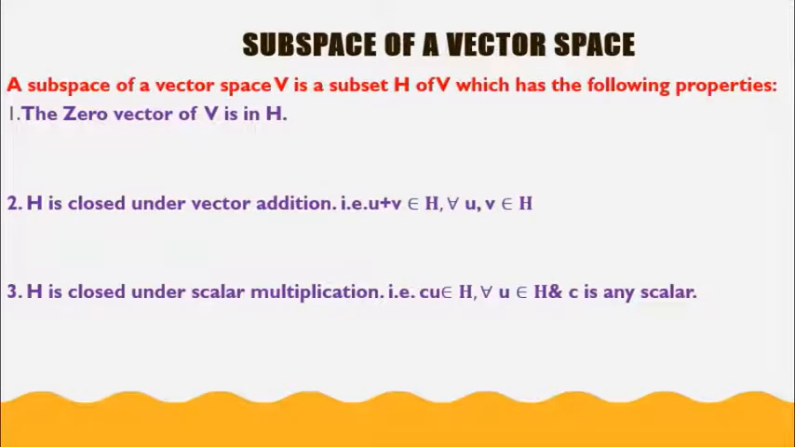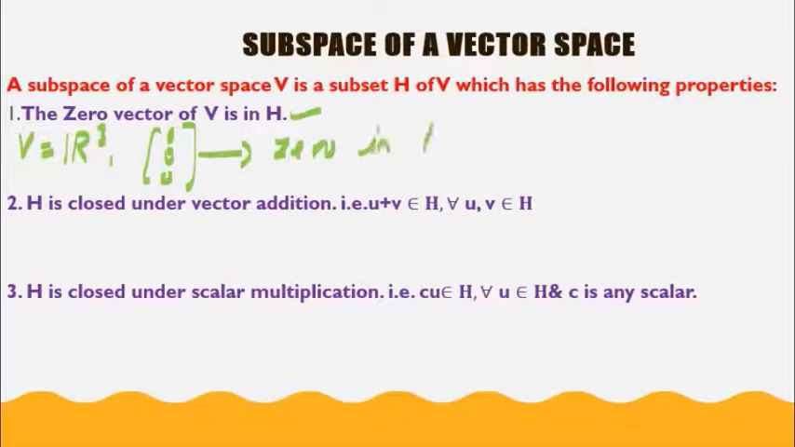That is, a subspace of a vector space V is a subset H of V which has the following properties. Here we are giving only 3 properties. What is the first one? The zero vector of V is in H. What do you mean by that? Suppose V is R3 and I have, what is the 0 vector in R3? We all know that is 0, 0, 0. So this should be again the 0 vector in H also. That means H cannot have one more 0 vector. Whatever the 0 vector is there in V, that will be the 0 vector even in H. That is the first one.